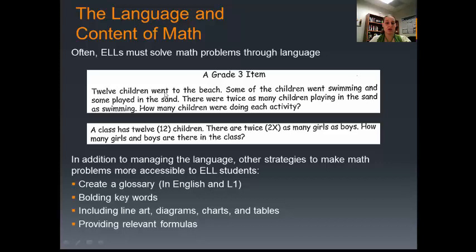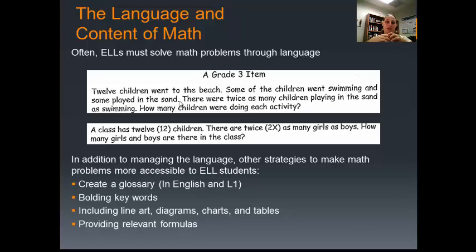In this question that we saw above, think how many of the terms that they would have to understand in order to get that equation. They'd have to understand beach, they'd have to understand some, and the fact that some of the children is that noun phrase, and some is modifying children. They'd have to understand swimming, and some played in the sand. And here, some of the children went swimming, and some of the children played in the sand. The important information is not really swimming and playing in the sand. I mean, the children could have been doing anything. The part that they have to understand is that those children are now going to be grouped as separate, and that's what the equation is going to be based on.